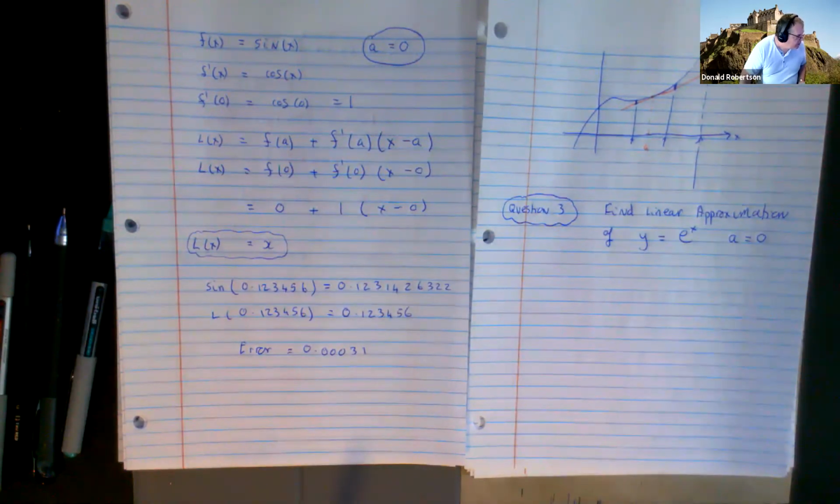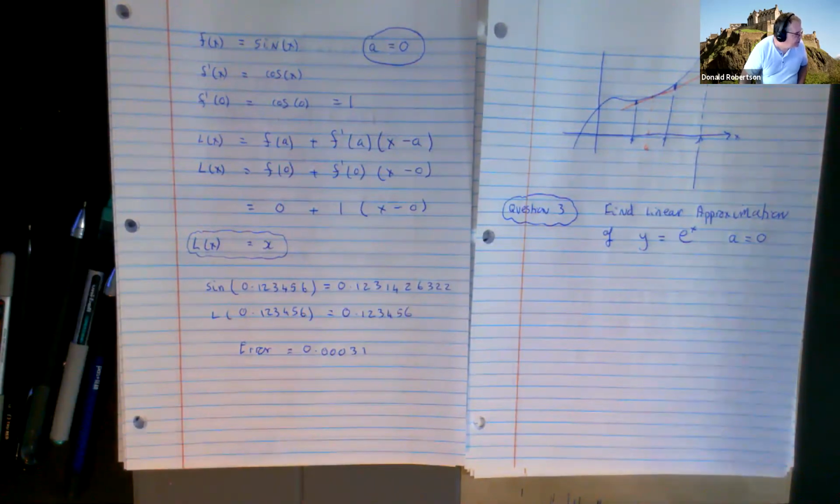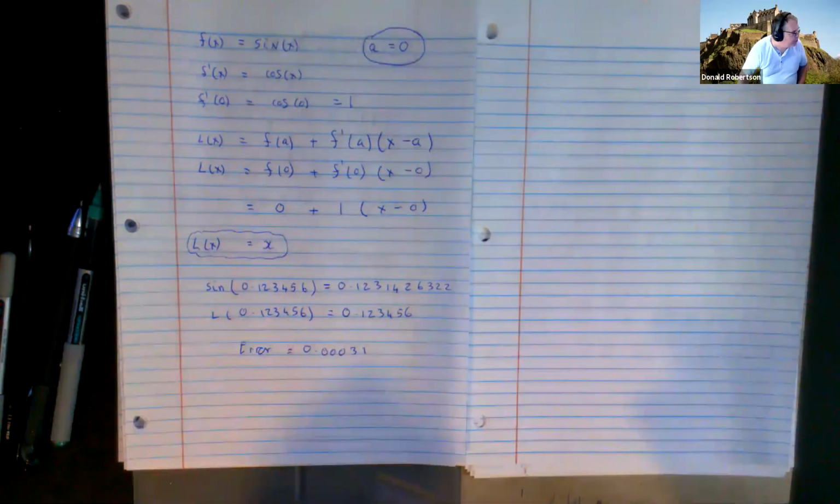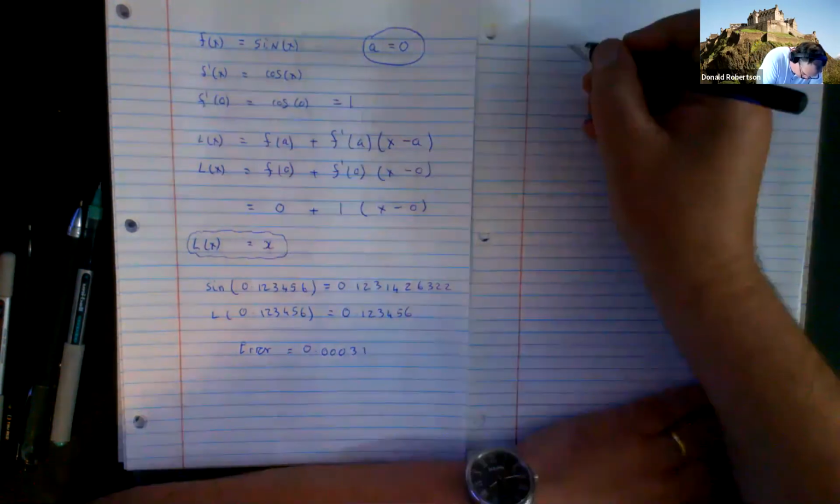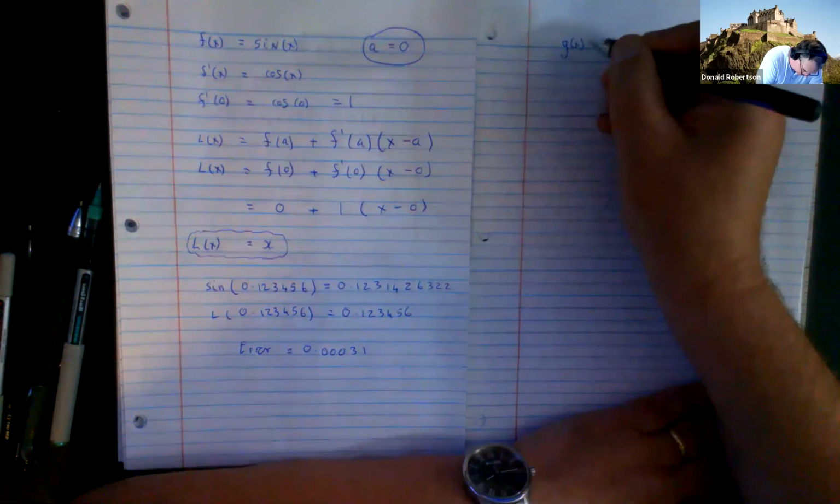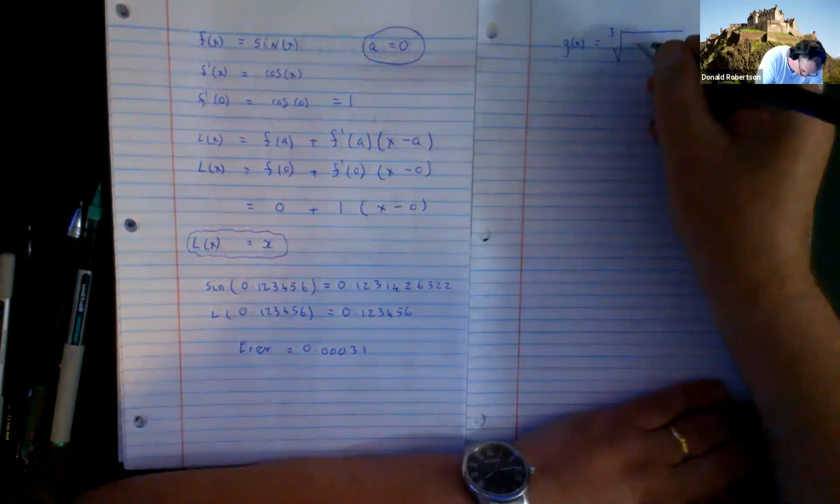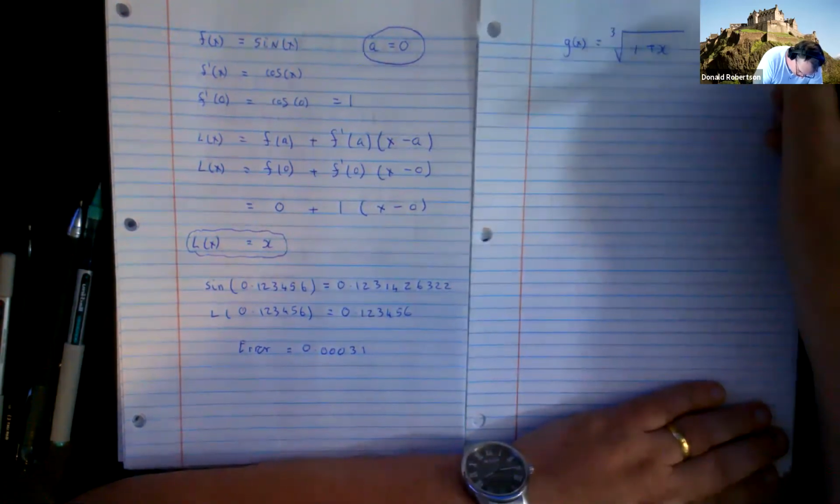So while you're thinking about that particular situation, we will now move on to another linear approximation challenge. This time I'm going to make it a little bit harder. Let's have a function called g of x, and it's going to be the cube root of 1 plus x. And we're going to find a linear approximation at a equals 0.